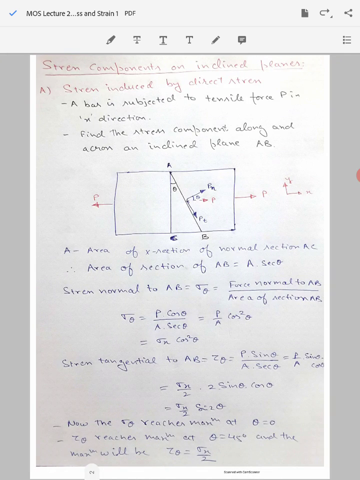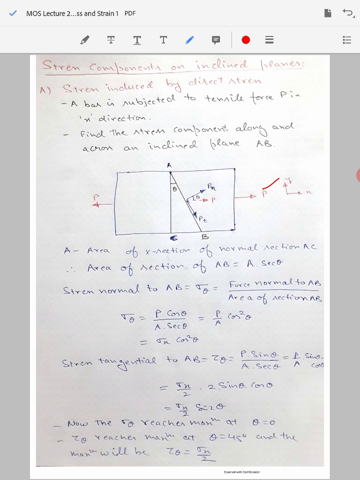Now let's calculate the value of principal stresses and identify the location of the principal plane, starting with the most simple case of the stress induced in only one direction. Let's first start with this case. There is a load P, tensile in nature, acting in the direction x. So this is the load P which is acting in the direction of x.